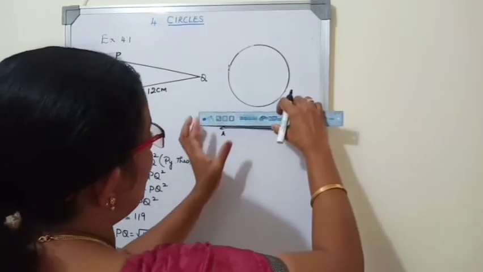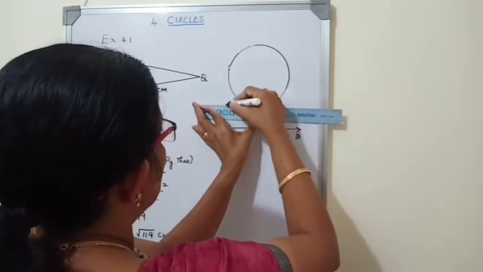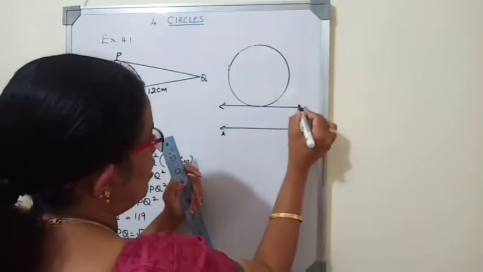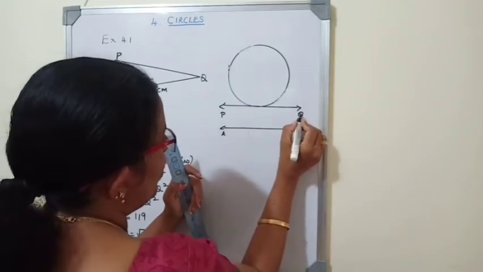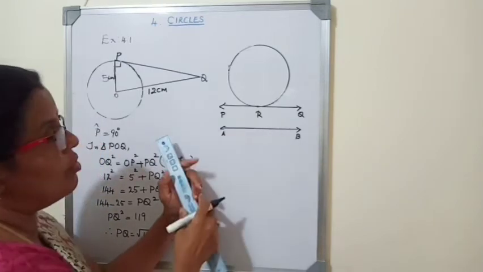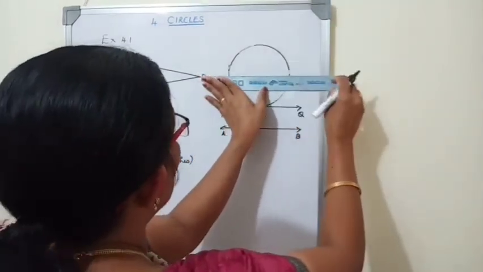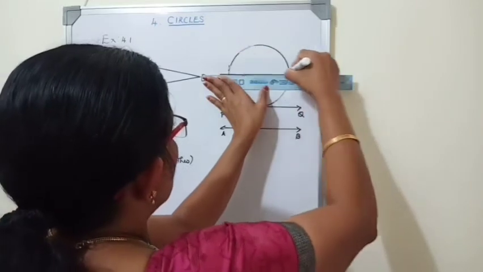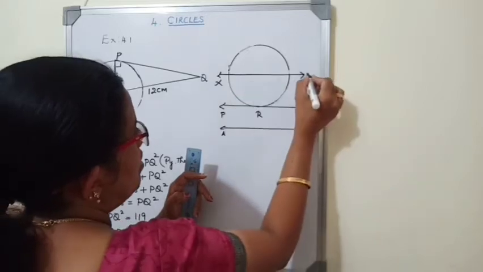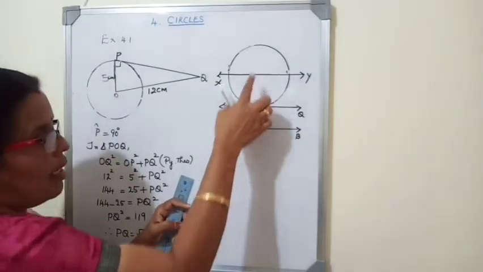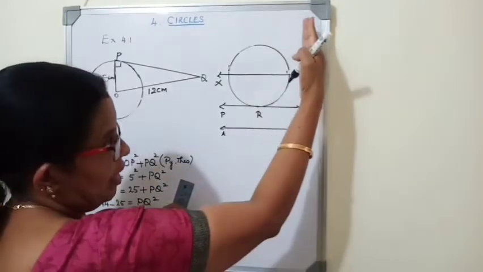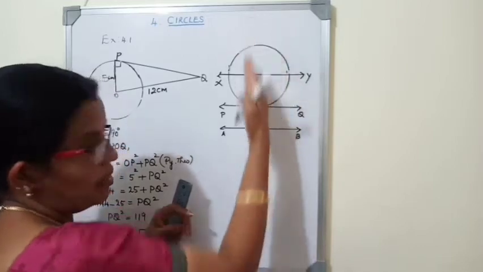So here I will draw the tangent. Here PQ is a tangent. Point of contact, let me write R. So the tangent is parallel to the given line. Now we have to draw one secant. So here I will draw XY, the secant. So secant and tangent are both parallel to the given line. If you want, you can draw like this, straight. Here we can draw a tangent here and a secant here.